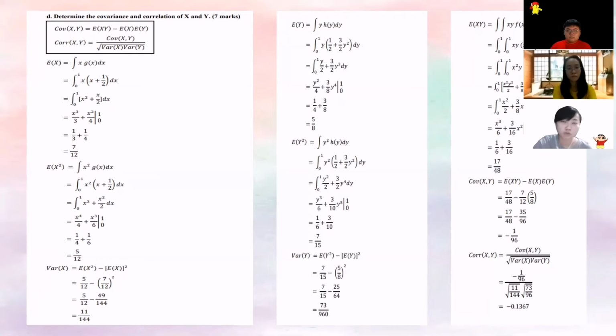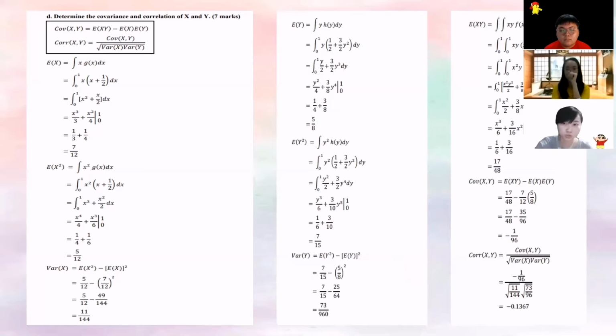for all x, we have to change to y. If we want to get the expected value of y, we have to use the integration of y hy with respect to y. So we get the answer 5/8 as the expected value of y. Same goes to the expected value of y squared. So we integrate y squared hy with respect to y, and we got the answer 7/15 for the expected value of y squared. Then variance y is quite similar to variance x.